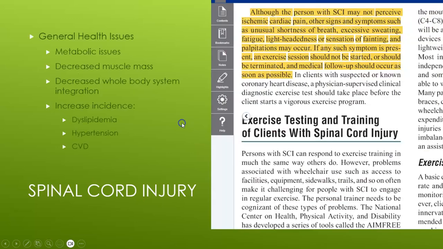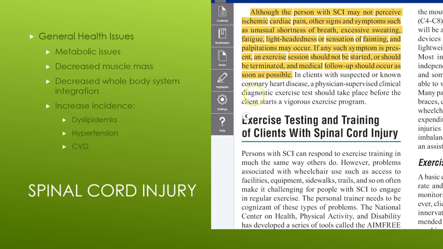And I know that's somewhere else. They go into this, and a person with spinal cord injury may not perceive ischemic cardiac pain. Other signs and symptoms like shortness of breath, excessive sweating, fatigue, lightheadedness, a sensation of fainting, and palpitations may occur. If any such symptoms are present, an exercise session should not be started or should be terminated, and medical follow-up should occur as soon as possible.